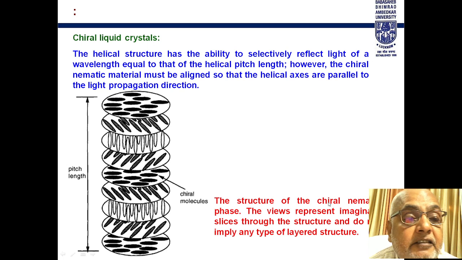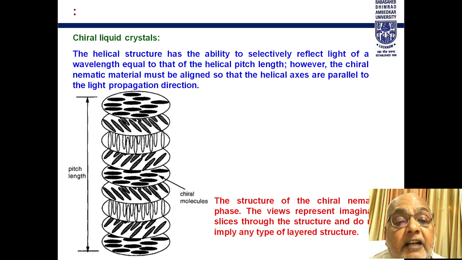Usually in chiral liquid crystals, the helical structure has the ability to selectively reflect light of a wavelength equal to the helical pitch length. However, the chiral nematic material must be aligned so that the helical axes are parallel to the light propagation direction, and this is showing the pitch length direction. And these are examples of chiral molecules, and they have the orientational direction.